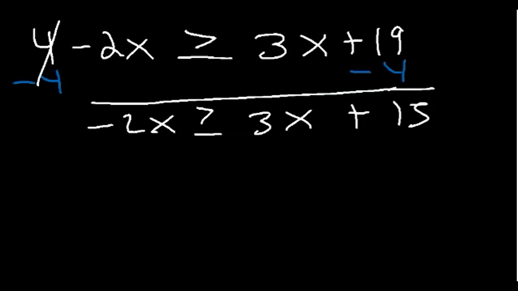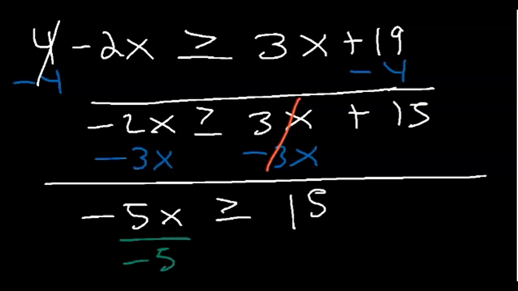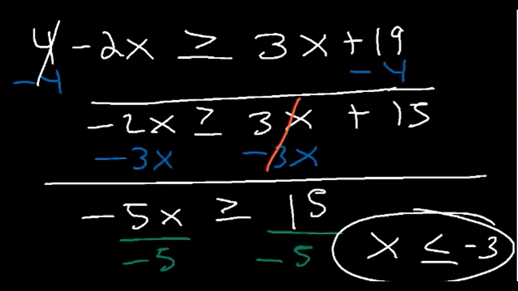Now what we could do is subtract 3x from both sides. We need to get x on one side of the equation. Negative 2x minus 3x is negative 5x. Adding or subtracting a negative number will not reverse the sign of the inequality. You need to multiply or divide by a negative number. So at this point, if we divide both sides by negative 5, the direction of the inequality is going to change. So instead of being greater than or equal to, it's now less than or equal to negative 3. So this is the answer.